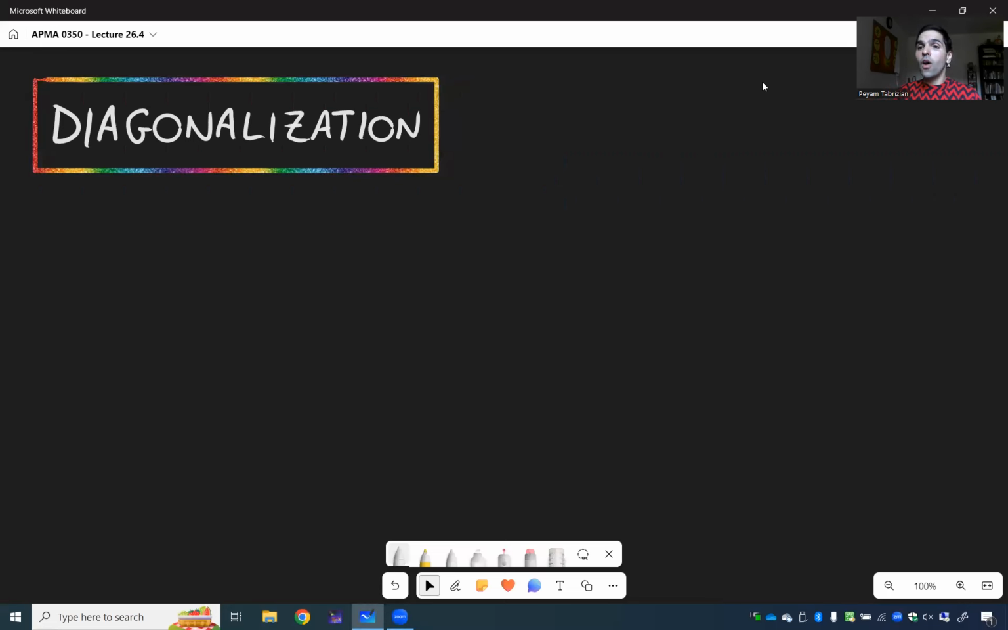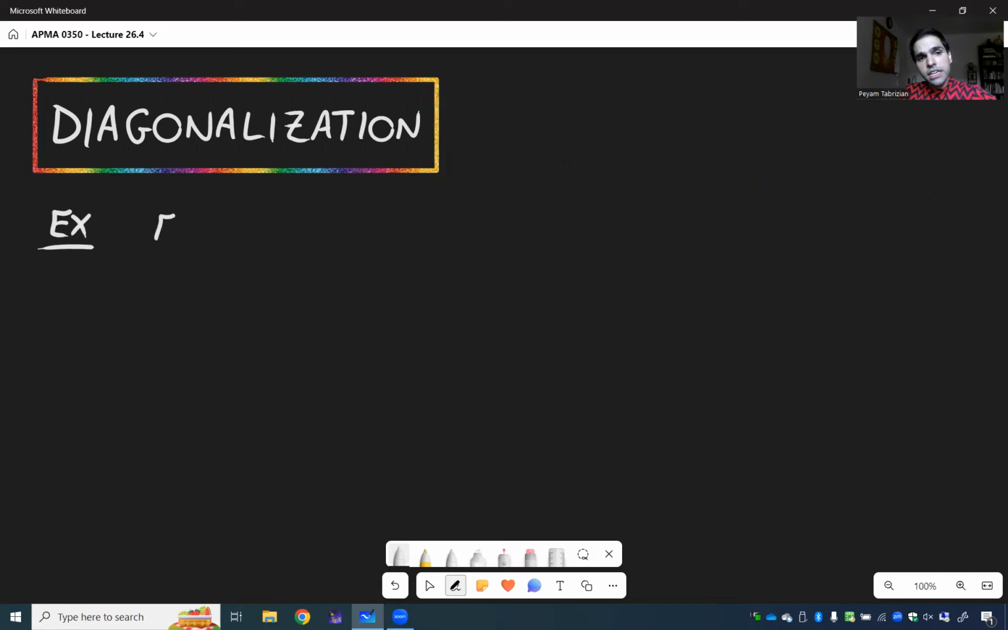Suppose you found all the eigenvalues and eigenvectors of a matrix. The question is, now what? It turns out you can put the eigenvalues and eigenvectors in a particularly nice form, which is sometimes called diagonalization.